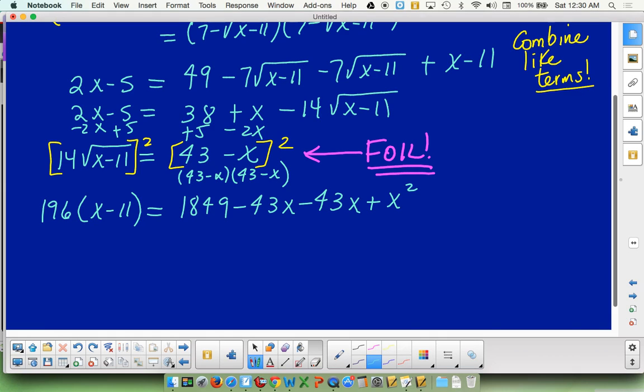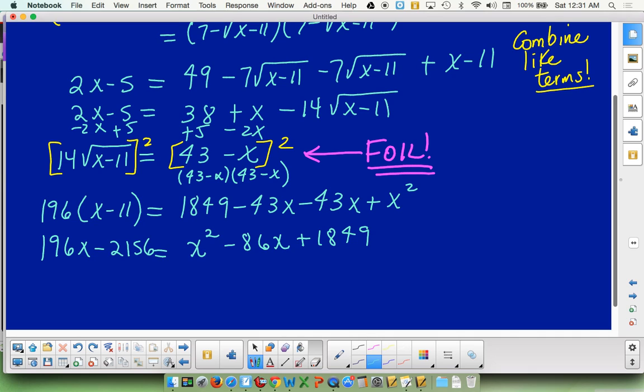So the good news, we're rid of all the roots. The bad news, we have some whopping numbers to deal with. So now it's just algebra heaven. If we distribute the 196, we have 196x minus 2,156. On the other side, I'm combining like terms, and I'm going to put it in order from highest power to lowest power. So that's going to give me x squared minus 86x plus 1,849.